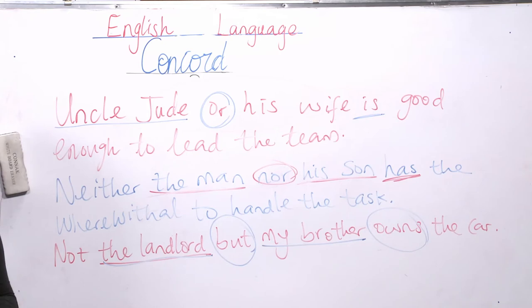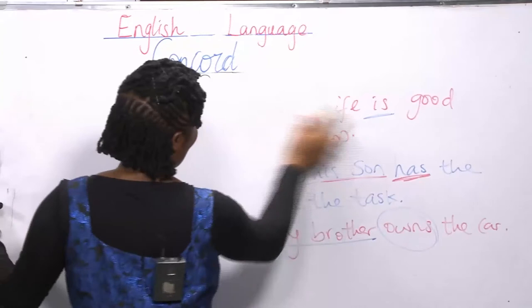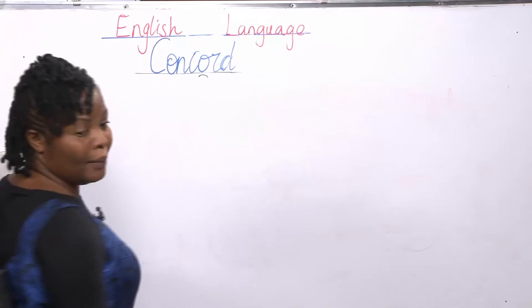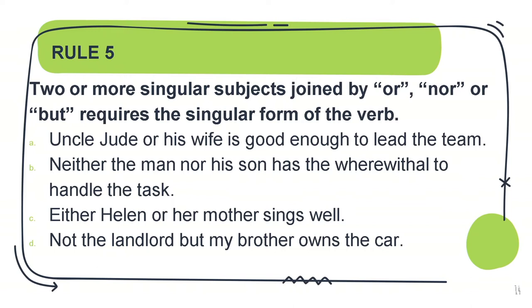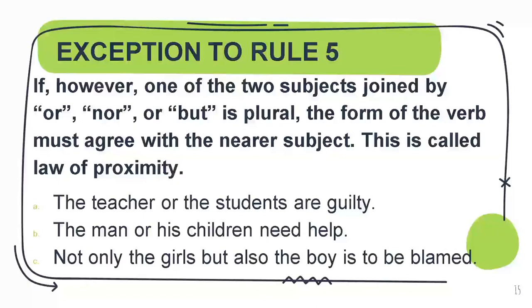Let's move on to the exception to rule five. Remember that the rule says that when two singular subjects are joined, remember, two singular subjects. Now, the exception is that when one of those subjects is in the plural form, there is something we apply. We call it the law of proximity. To remember what this is, just remember proximity, nearness.